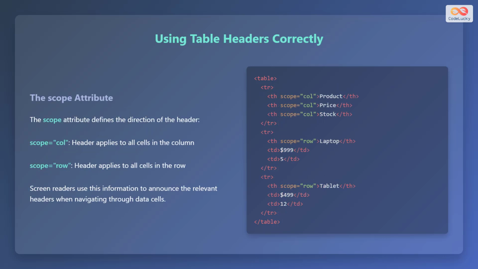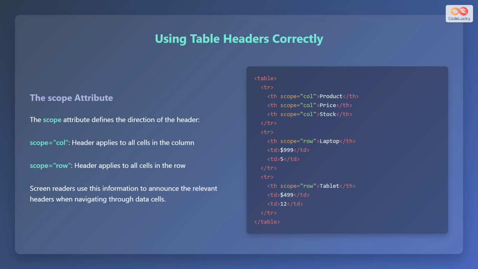The scope attribute defines the direction of the header, whether it applies to all cells in the column, scope equals column, or all cells in the row, scope equals row. Screen readers use this information to announce the relevant headers when navigating through data cells.